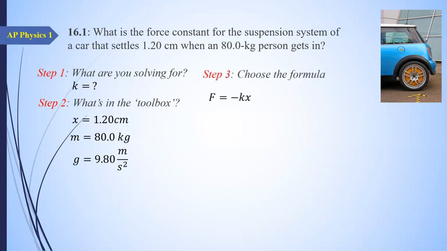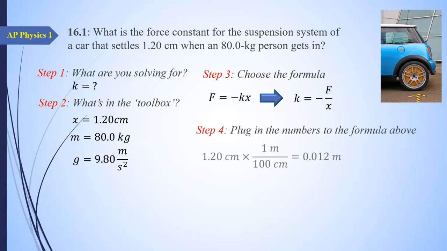Okay, so we're going to choose a formula. It's the spring constant formula that we've used before. Force equals negative K times X. We've seen this formula earlier in the course. So we're going to solve that for K. We have K equals negative F/X.